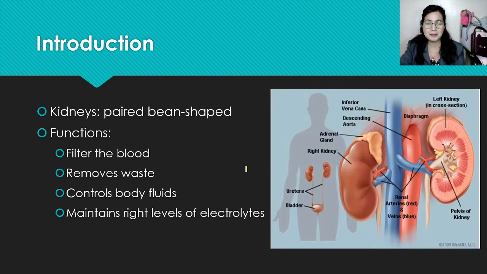Kidneys are paired bean-shaped, okay? These are paired bean-shaped organs on either side of the spine. Each kidney is about 4 to 5 inches long. As you can see, the right kidney is usually lower. Okay, it's usually lower because of the presence of the liver. And kidneys function to filter blood, remove waste, control body fluids, and maintain right levels of electrolytes.